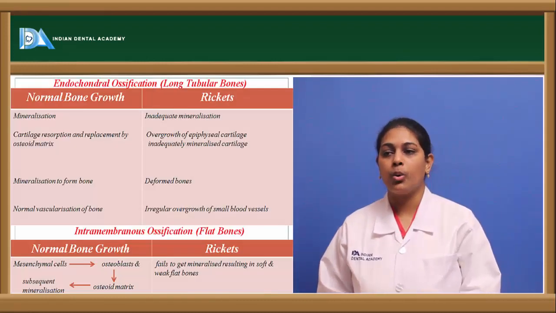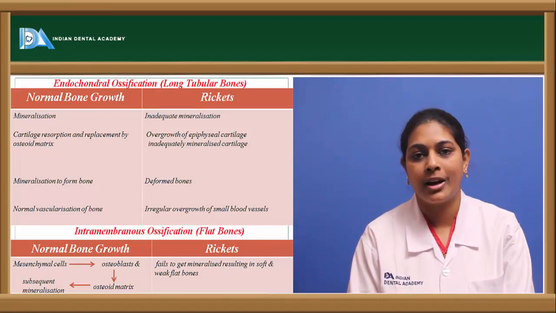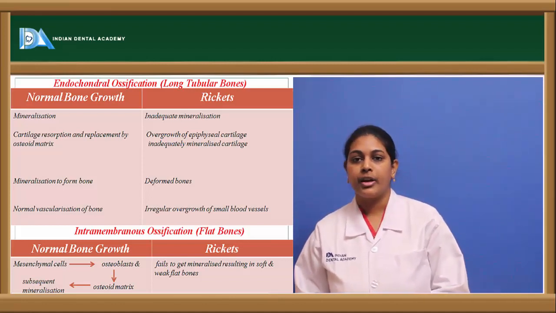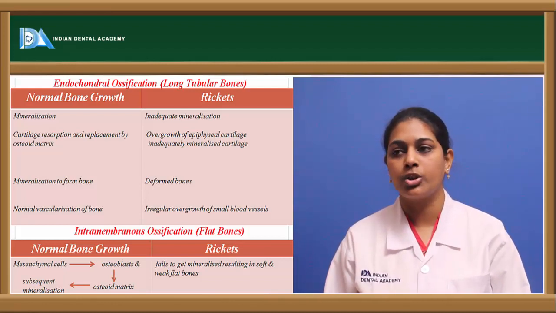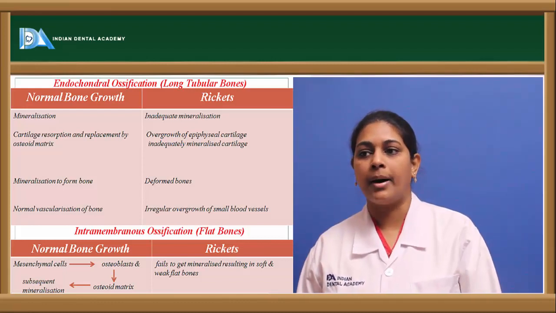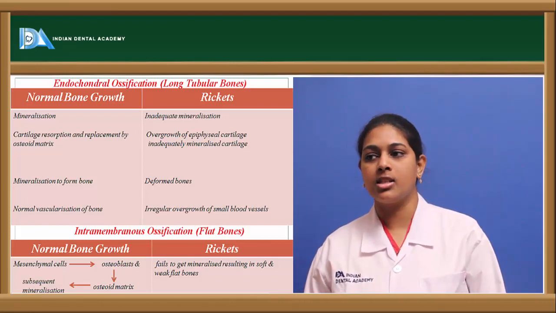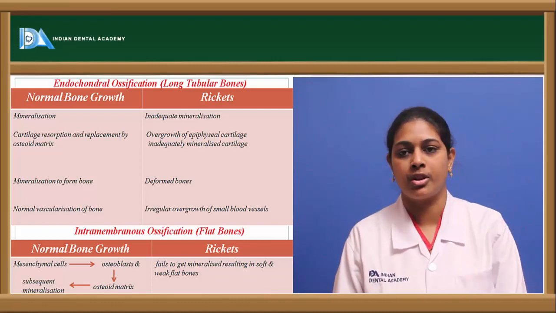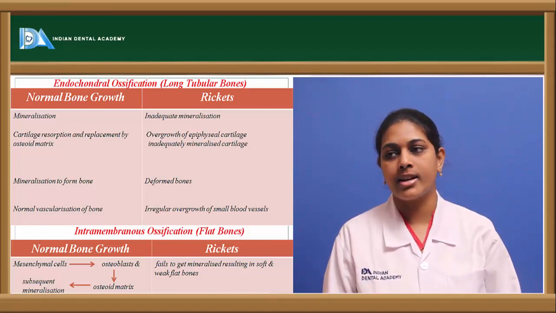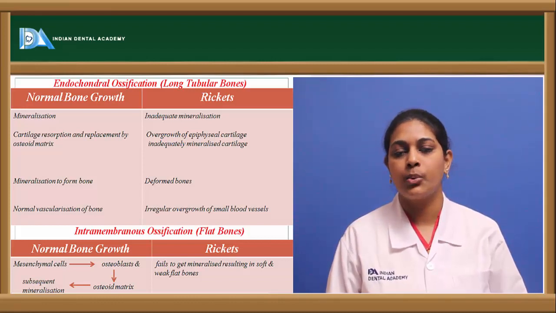Coming to ossification, how it differs between normal bone growth and rickets: it is majorly because of alterations in the endochondral as well as the intramembranous ossification. Endochondral ossification is usually seen in long tubular bones. Normally, endochondral ossification proceeds by mineralization to form bone, whereas in rickets we see deformed bones due to lack of structural rigidity. In normal bone growth there is normal vascularization, whereas in rickets there is irregular, disorganized overgrowth of small blood vessels, which results in weak bones.